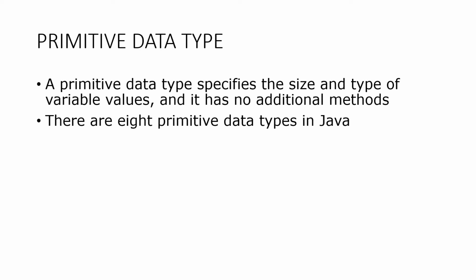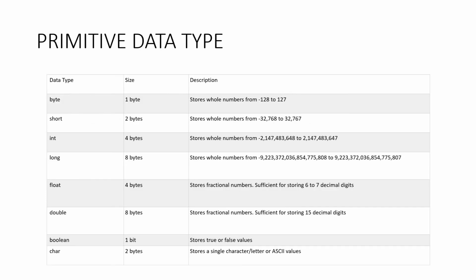There are 8 primitive data types in Java. It's shown here: byte, short, int, long, float, double, boolean and character. Byte is of 1 byte size. It stores whole numbers from -128 to 127. Related to all data types, the complete description is given here.